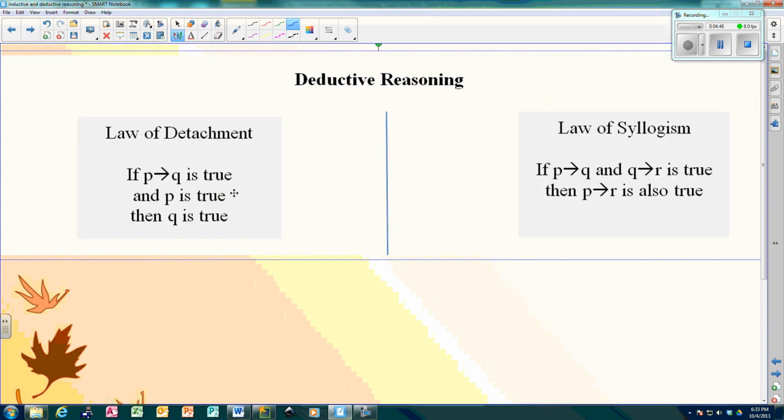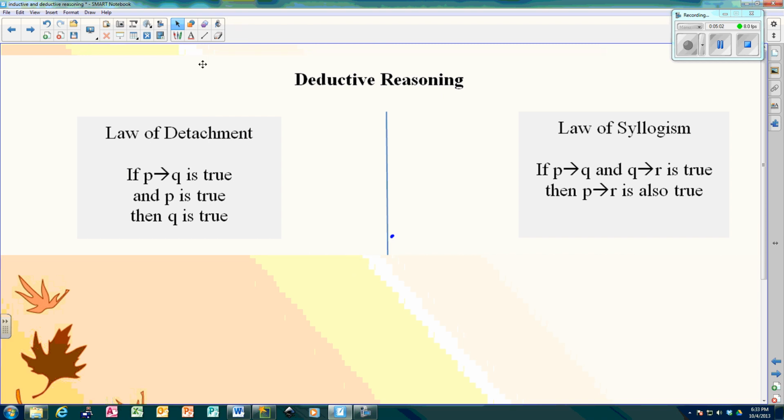All right. Now, moving on to the back page, where we're going to talk about deductive reasoning. Deductive reasoning has two different laws. It has the law of detachment and the law of syllogism. The law of detachment means if you've got if P, then Q, so your conditional statement, and P is true, then Q is automatically true. So if your first part is true, then your second part's going to be true. In syllogism, it's kind of like transitive. If P then Q and Q then R is true, then P then R is also true.